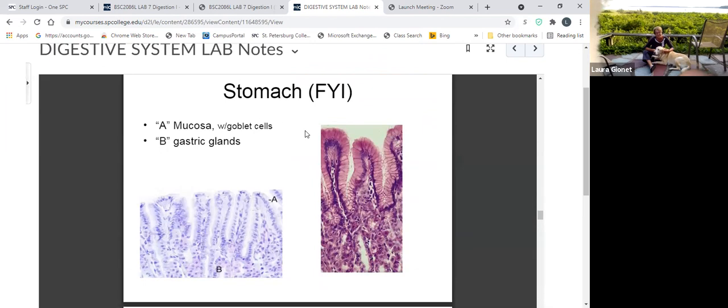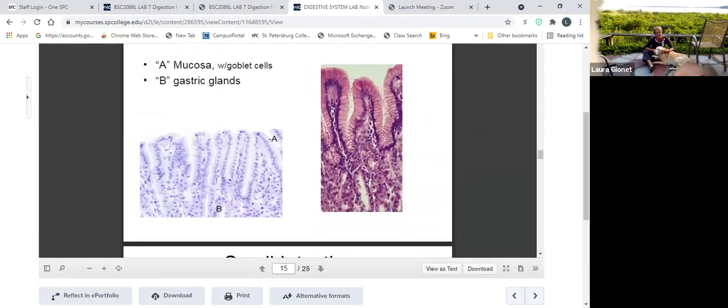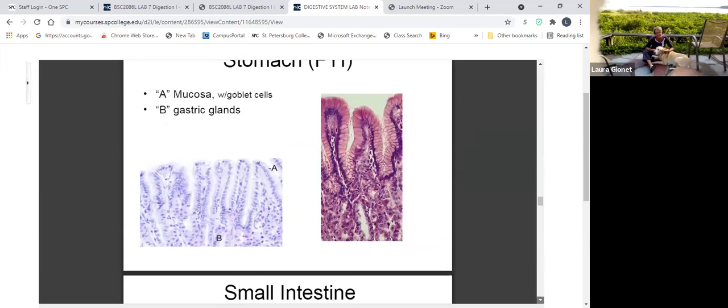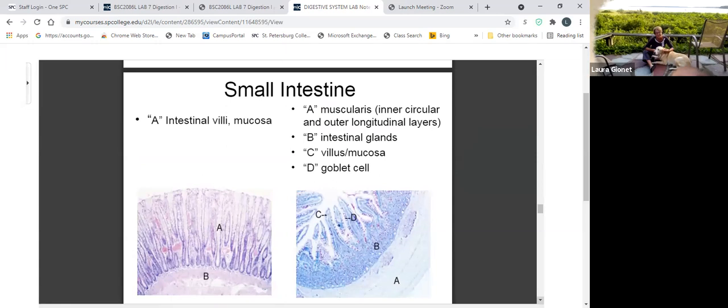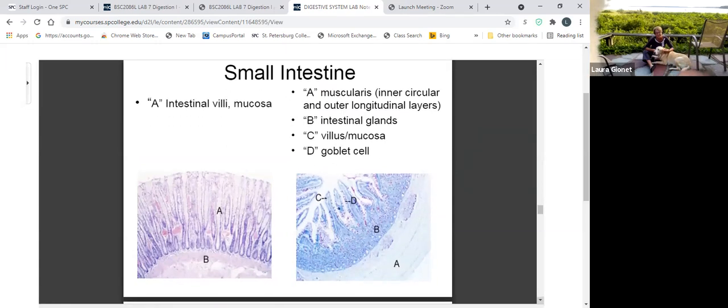Slides, stomach, I have here, FYI, that's for your information, but I do not ask you. I will ask you about the small intestine. So these two pictures are very good for the small intestine, and they give you a little more detail.